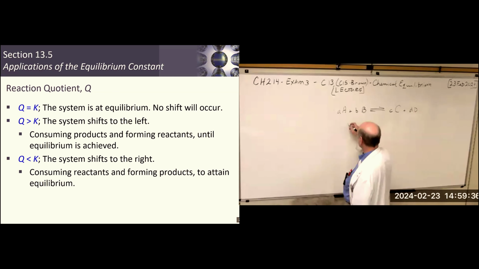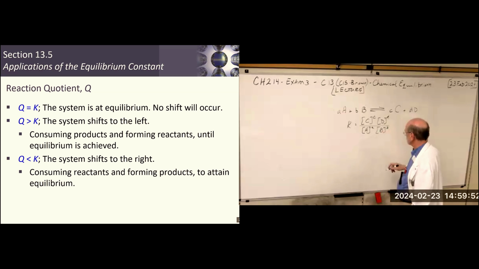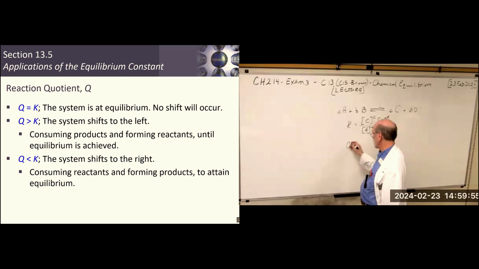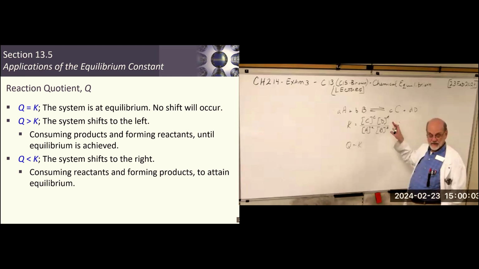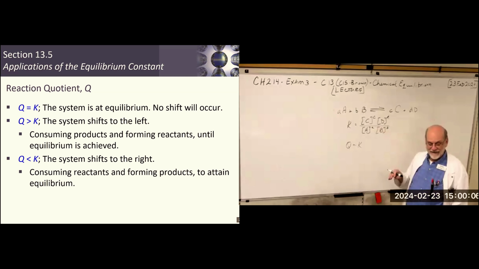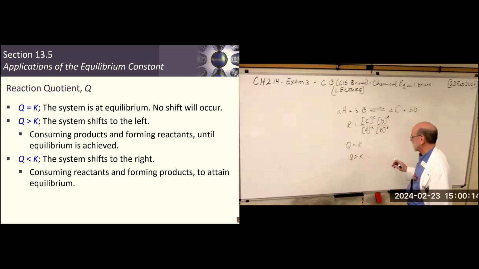Okay, so our K would be C to the little c, D to the little d, over A to the little a, and B to the little b. If we calculate a Q for that reaction, and the Q is equal to the K, that's the easy one. It means the reaction's at equilibrium right now. Okay, what if the Q is greater than K? If Q is greater than K, what does that mean?